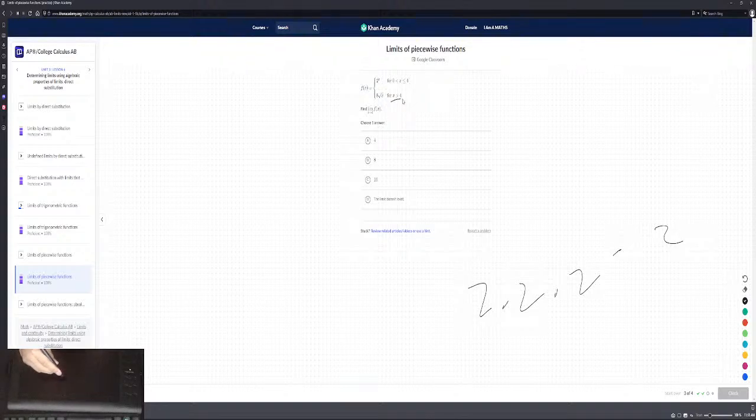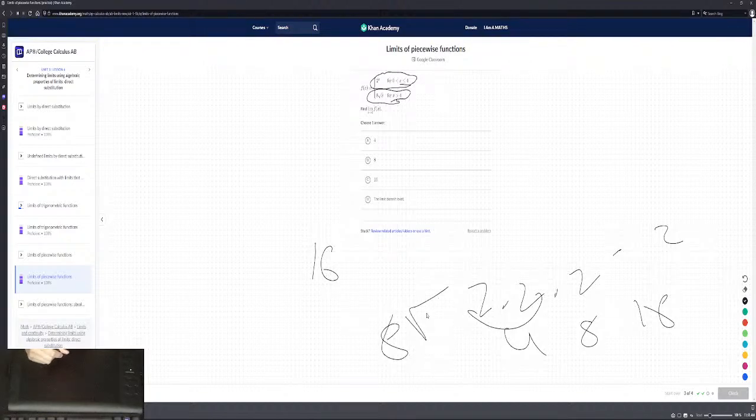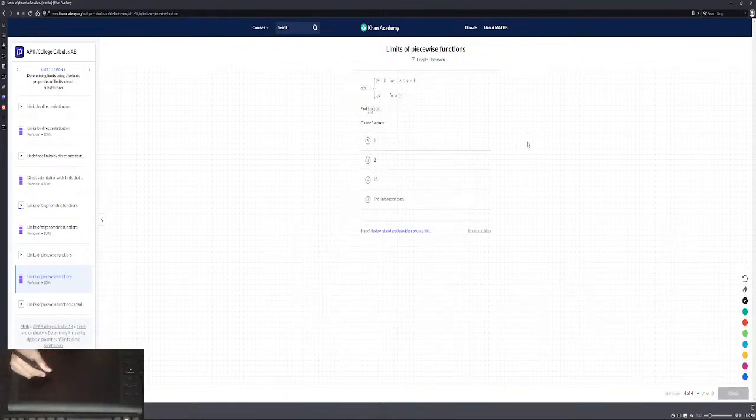This one's approaching it from the greater than side. This one's approaching it from the negative side. Both of these have to be equal to each other. So it would be 4, 8, and it would be 16 at the top. 8 square root 4 is equal to 16, so these two are equal to each other. 16 minus 1 at the top, and 2.